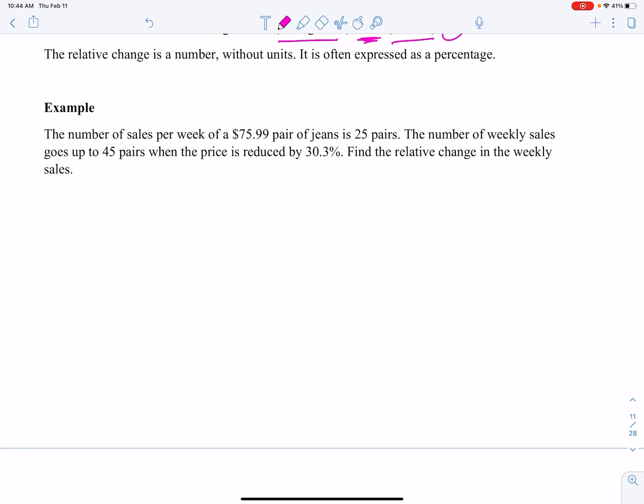The number of sales per week of a $75.99 pair of jeans is 25 pairs. The number of weekly sales goes up to 45 pairs when the price is reduced by 30.3%. Find the relative change in the weekly sales. So we need to find the initial value of these jeans versus how many they sold. Let's find the first time unit value. It said initially they sell 25 jeans for $75.99.